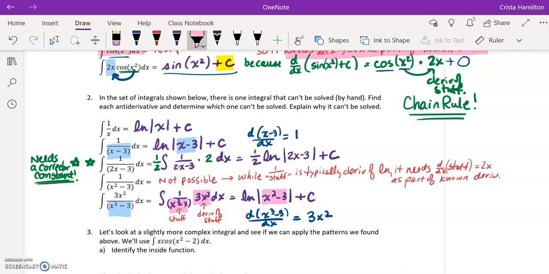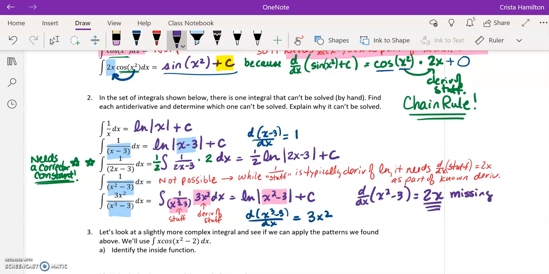All right, now, this is also why, looking at the next to the last problem, the 1 over x squared minus 3, on that one, it is not possible. You can see that the stuff at the bottom is the x squared minus 3. So the idea is, if this had been a chain rule problem, then we would have had the derivative with respect to x of x squared minus 3. We would have needed a 2x somewhere, and this is missing in this problem. And so we don't have the derivative of the stuff, so that's not going to be possible.